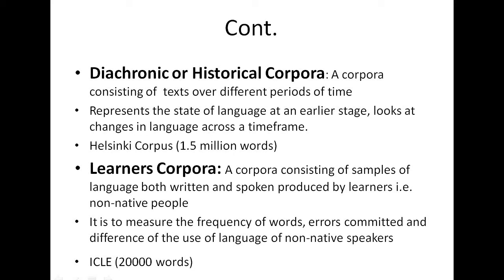And what is the purpose of collecting such kind of corpora? It represents the state of language at an earlier stage.